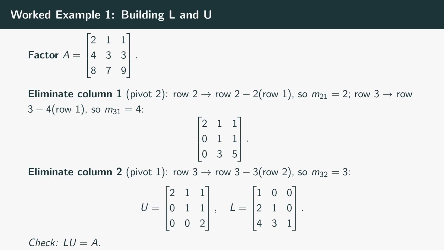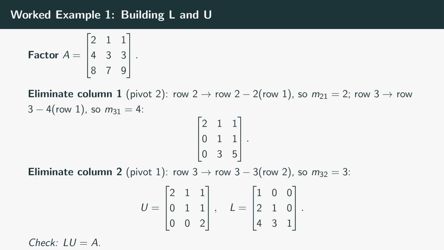Let's factor a real matrix. Take A with first row 2, 1, 1, second row 4, 3, 3, third row 8, 7, 9. Eliminate the first column using the pivot 2 in the top left corner. The second row begins with 4, which is 2 times the pivot, so subtract 2 times the first row from the second. The multiplier m21 is 2.